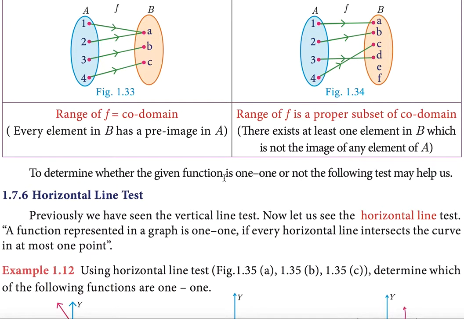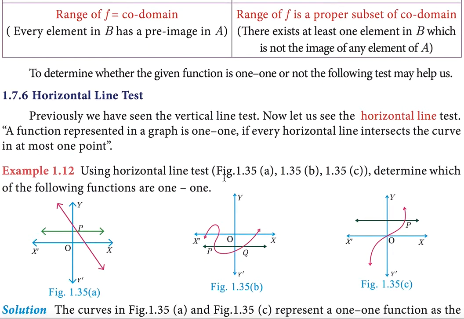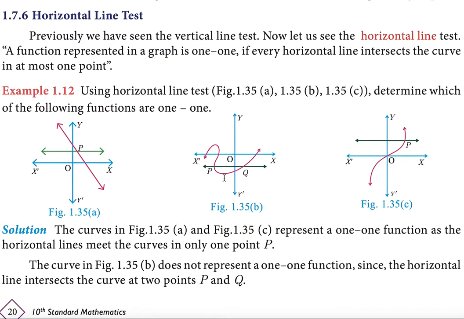To determine whether the function is 1 to 1 or not, the following test may help us. Horizontal line test. Previously we have seen the vertical line test. Now let us see the horizontal line test. A function represented in a graph is 1 to 1 if every horizontal line intersects the curve in at most one point. That means at every corresponding y there should be only one x.